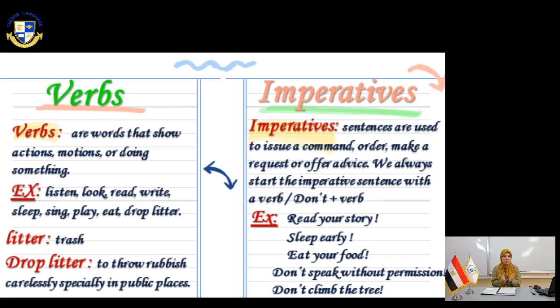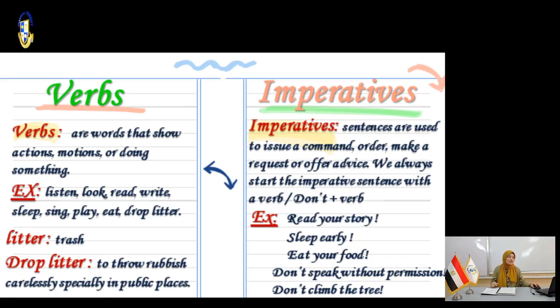Now, all of those are actions. I'm moving, I'm doing something. But when I say table, there is no motion. There is no action. When I say, what is this? It's a chair. I'm not moving. It doesn't give me any motion or any action. But when I tell you, look, you are using your eyes, you are looking, so you are doing an action.